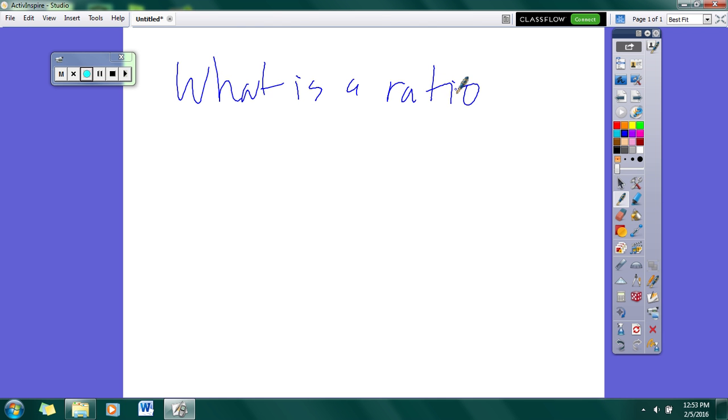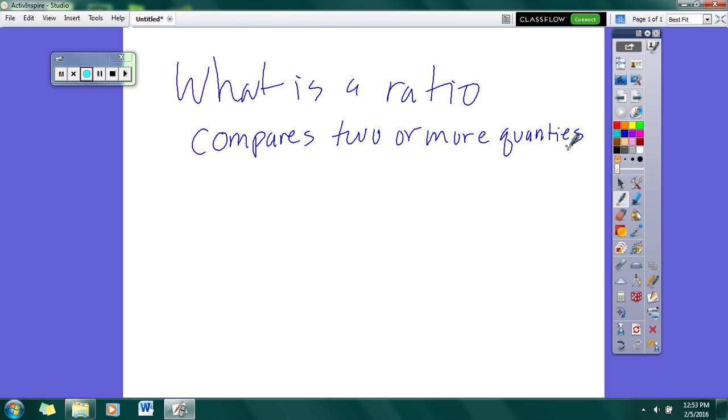A ratio compares two quantities, two or more actually, two or more quantities. And this could be written in three ways. For example, I can write A to B, A colon B, or A over B. The most useful way that we see ratios is usually in the fraction form, but you may see it in a colon form a lot in word problems. Okay, so let's take a look.